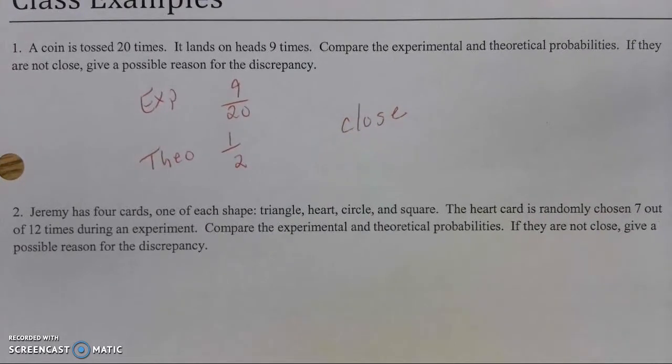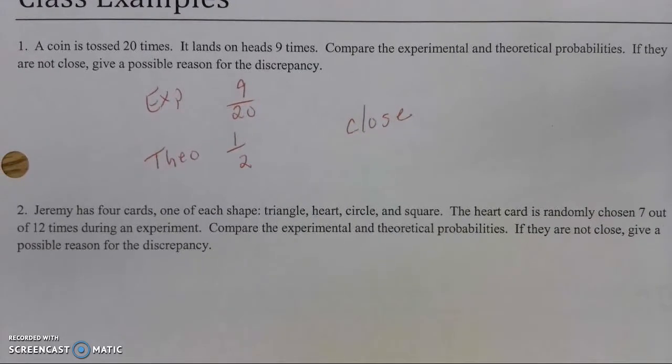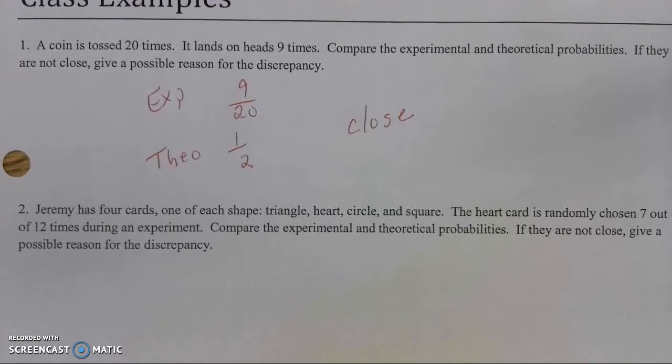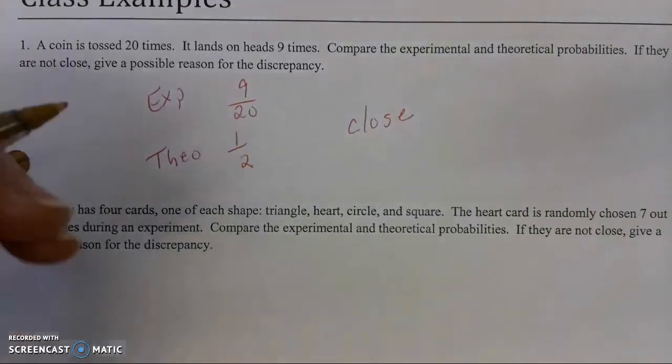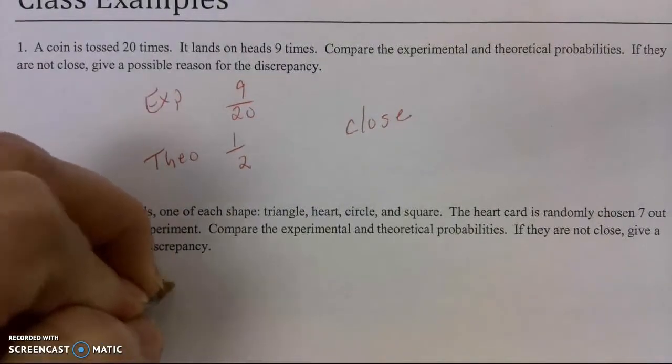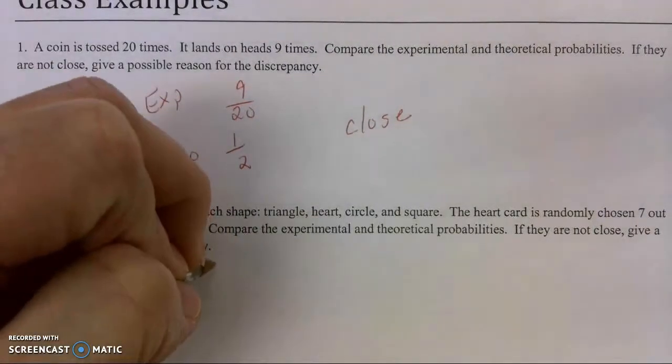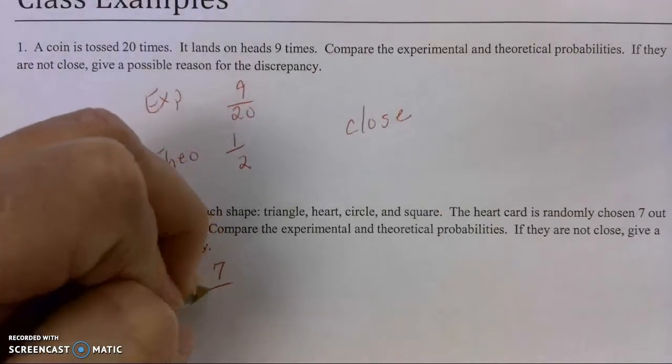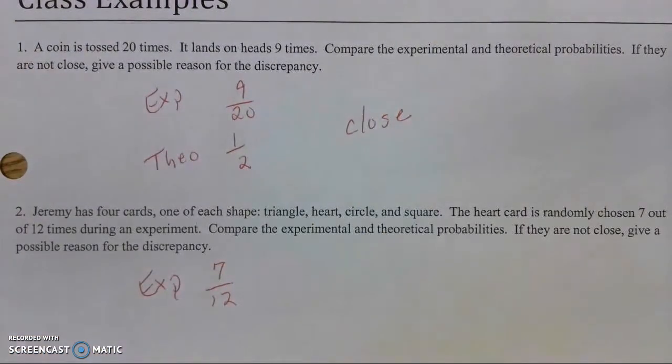Number 2, Jeremy has 4 cards, one of each shape, a triangle, a heart, a circle, and a square. The heart is randomly chosen 7 out of 12 times during an experiment. Again, compare experimental and theoretical. If they are not close, give a possible reason for the discrepancy. So again, experimentally, I got hearts 7 out of 12 times.